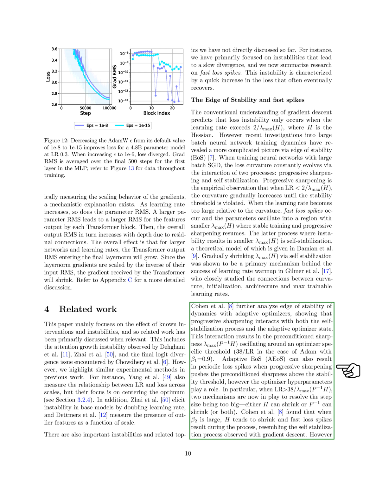It was found that when a certain parameter is large, the Hessian tends to shrink and fast loss spikes result during the process, resembling the self-stabilization process observed with gradient descent. However, when this parameter is small, the preconditioned Hessian tends to shrink, no loss spikes are observed, and the maximum eigenvalue of the Hessian tends to gradually increase throughout training.